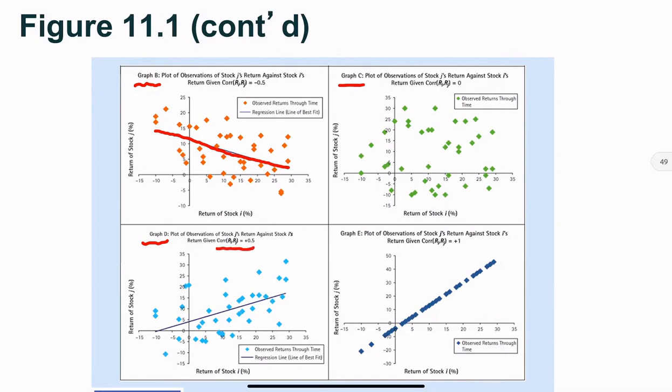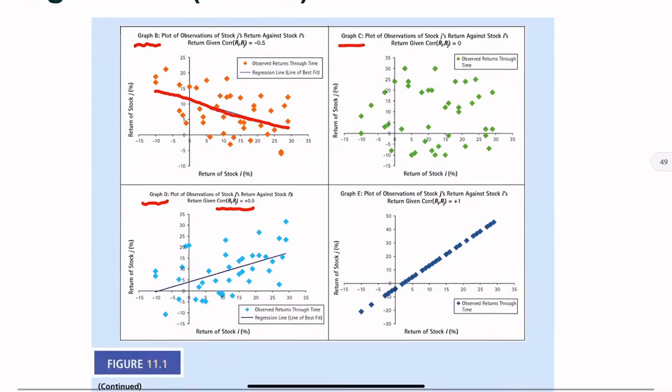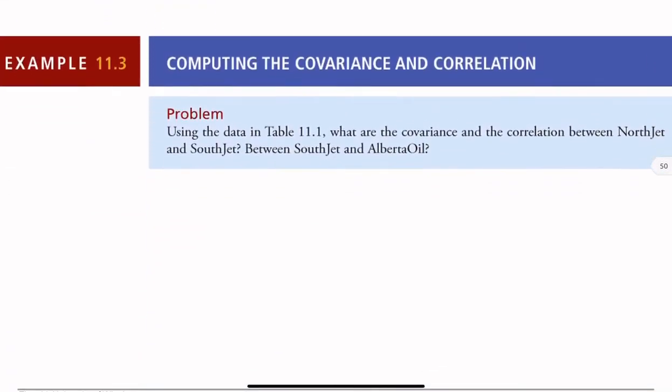Now, the last graph. You get a positive relationship, and they're positively related because you can see that if stock I's return is higher, then stock J's return is also higher. In this case, you have a straight line, and the correlation is 1. Perfect positive correlation.